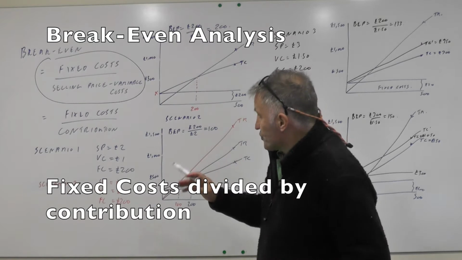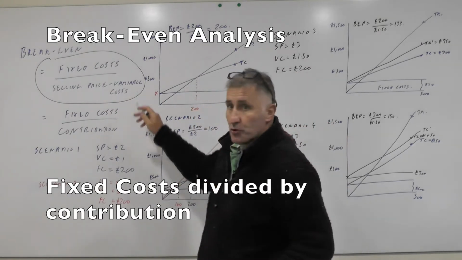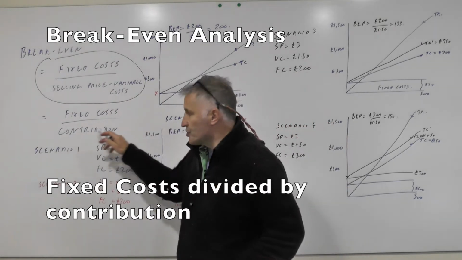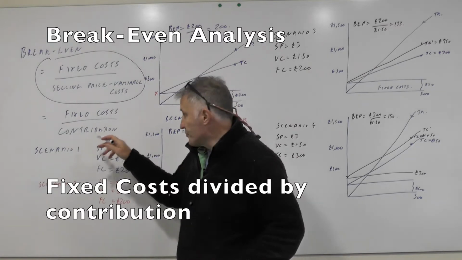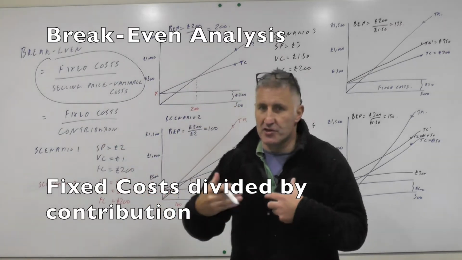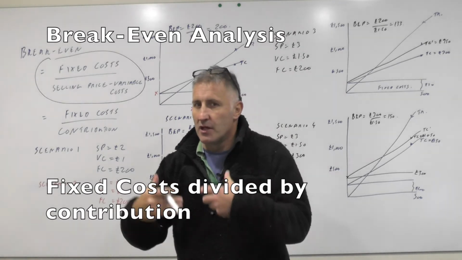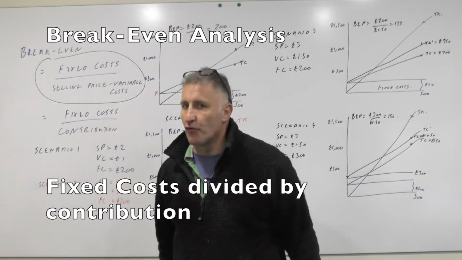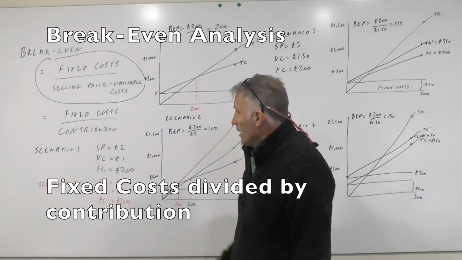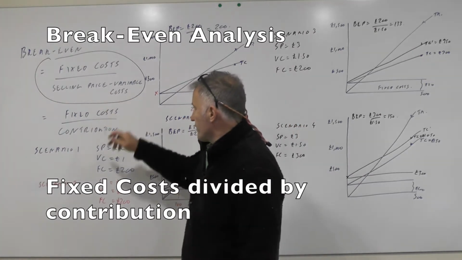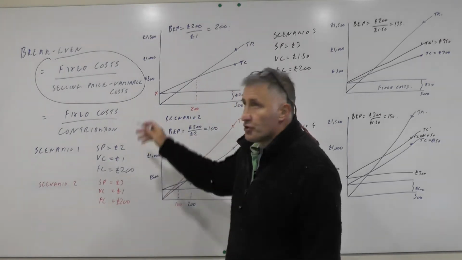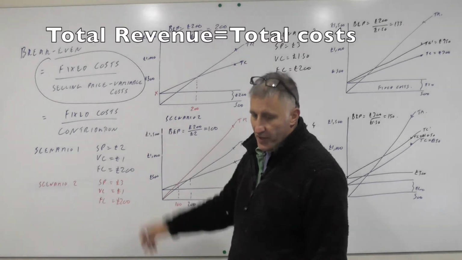Now, we can also say the selling price minus the variable costs is the same thing as the contribution. This is a word that we use because every time you sell an extra burger, you are contributing towards paying your fixed costs. So selling price minus variable cost is equal to contribution. So you could also write out the break-even equation like that.